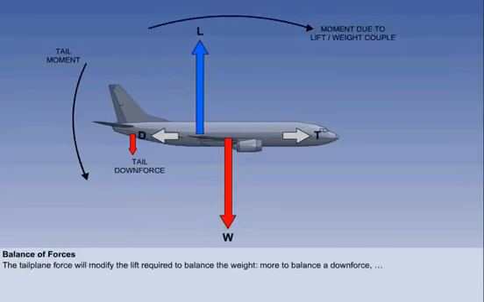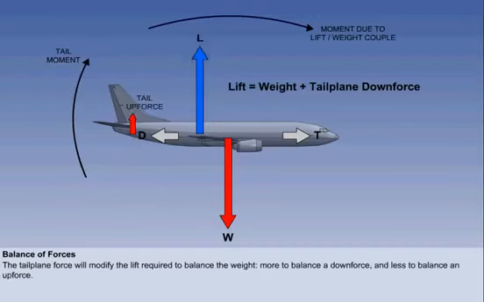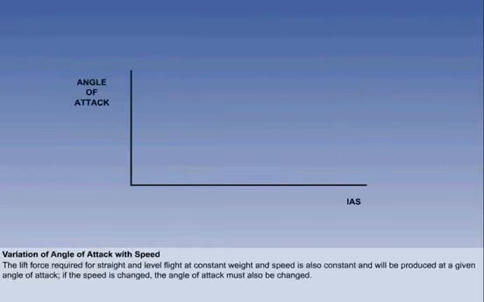If the tailplane is producing a balancing force, this will add to or subtract from the lift required to balance the weight. For a down force, the usual situation, lift must equal the weight plus the tailplane down force, and for an up force, lift must equal weight minus the tailplane up force. For steady level flight at a constant weight, the lift force required will be constant, and at a steady speed, the wing will produce this lift at a given angle of attack.